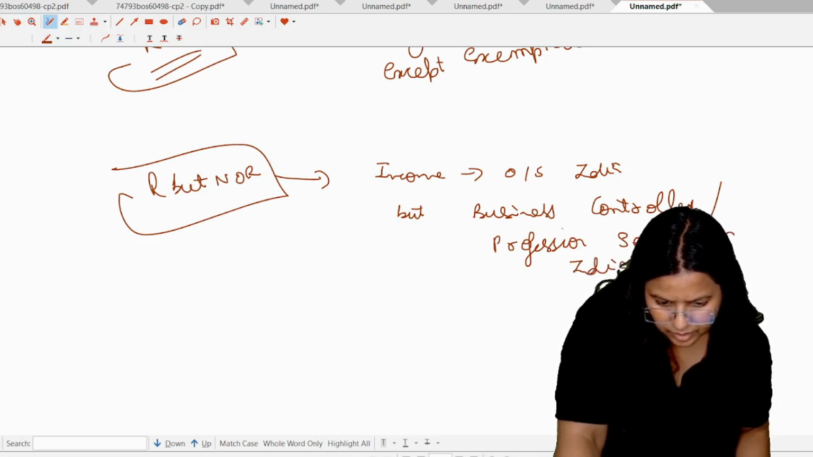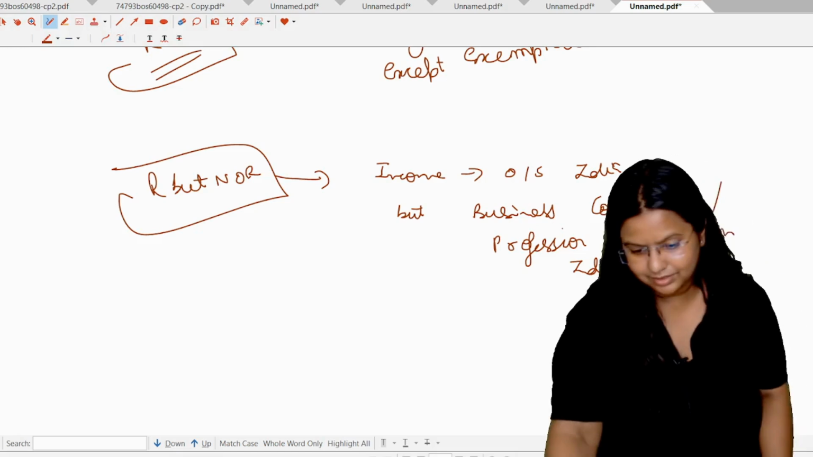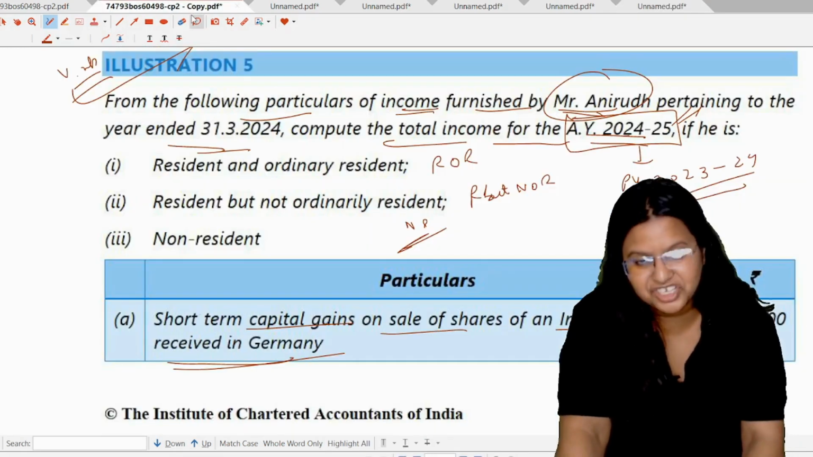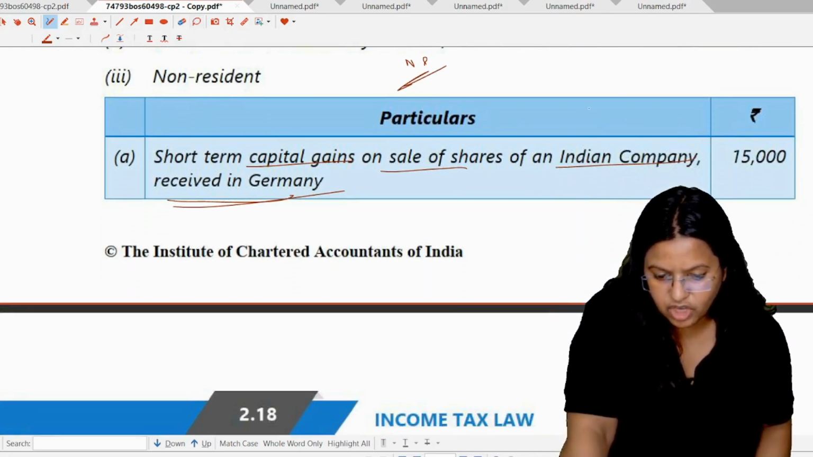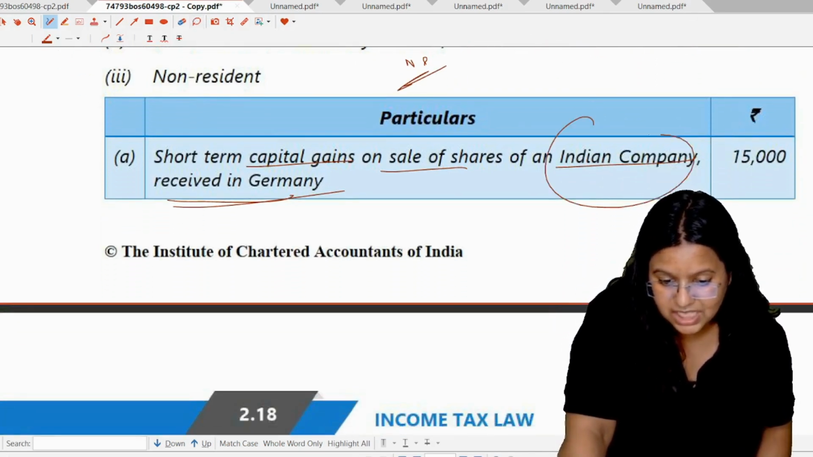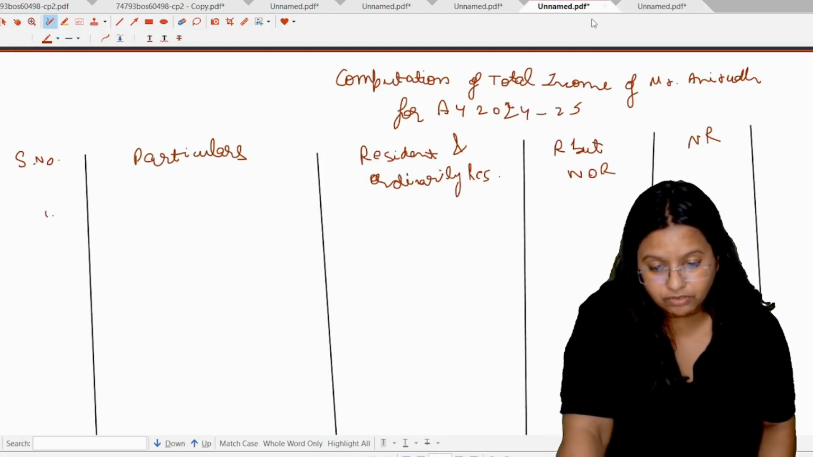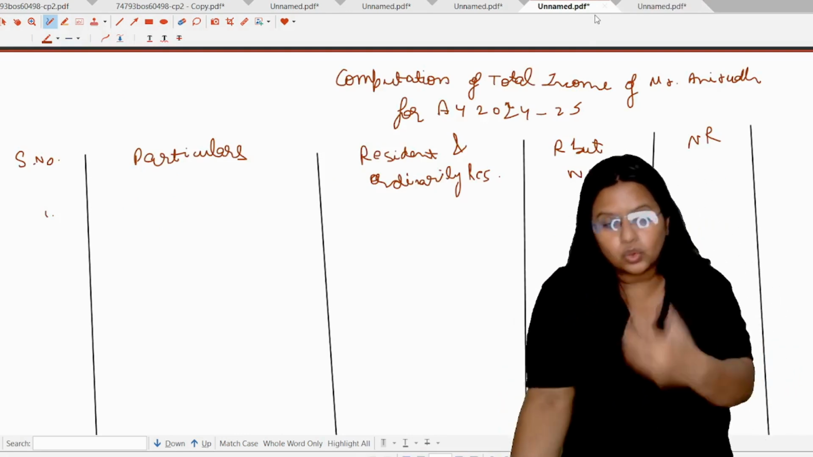Okay. So I hope now you got all these points. And now I expect that you will be easily able to solve the question we are going to cover. First of all, short-term capital gain on sale of shares of an Indian company. As told, these are shares of an Indian company, so the receipt point is in India.